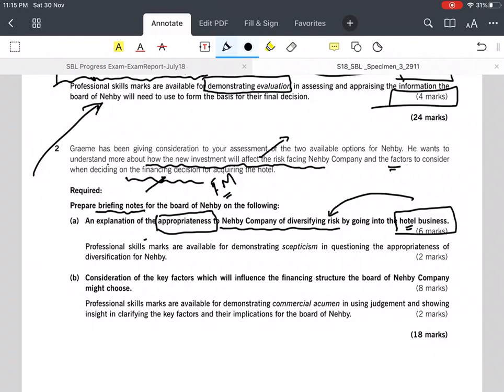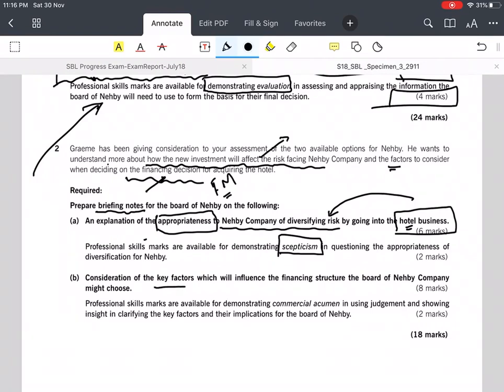And the marks available will be for skepticism, because we will actually be challenging the viewpoint of the other board members who were of the opinion that going into the hotel business will diversify the risk. So we have to challenge the statement to what extent this expansion into the hotel business will diversify the existing risk. We may support their argument, or we may go against their argument by supporting evidences.